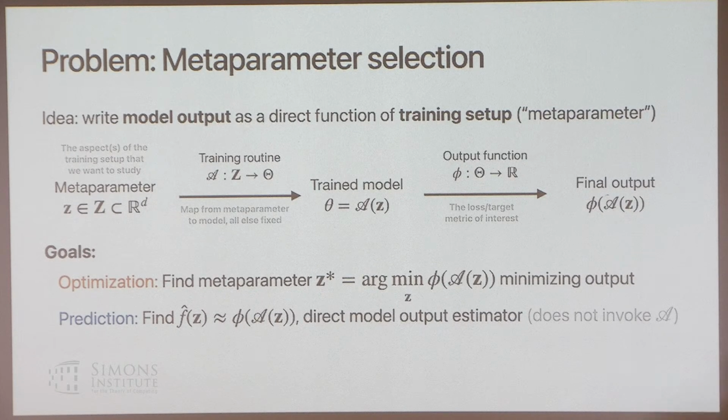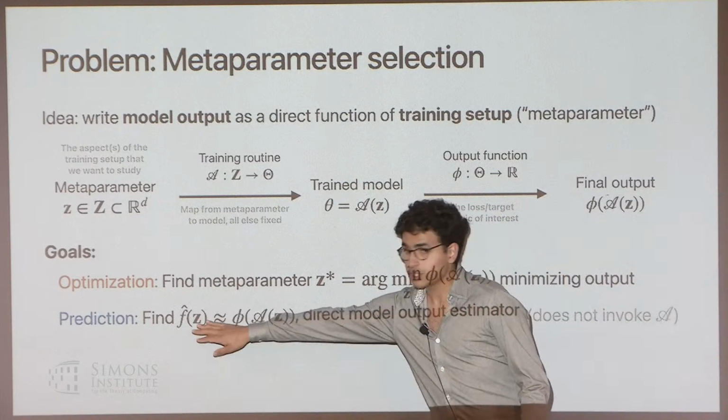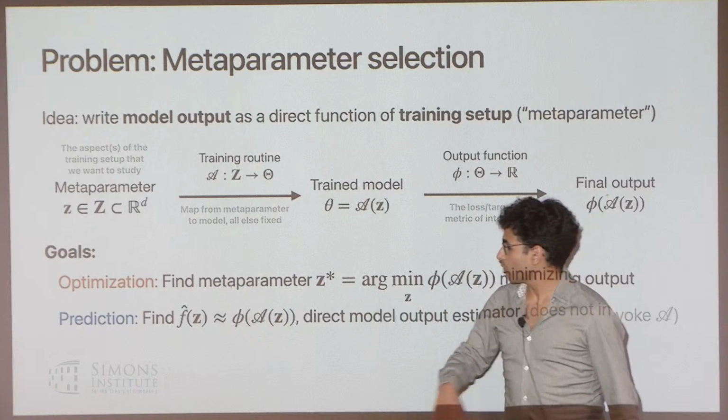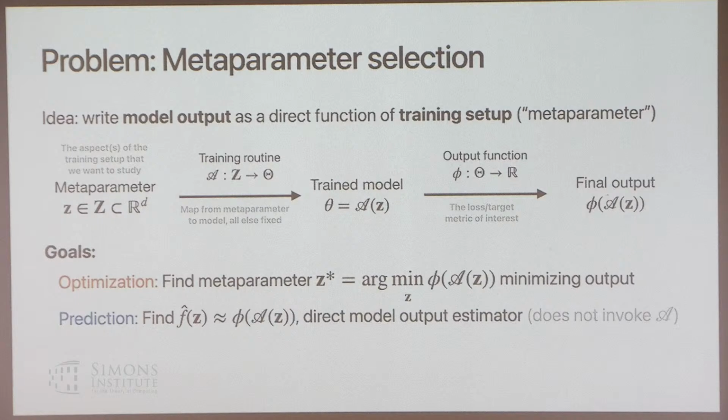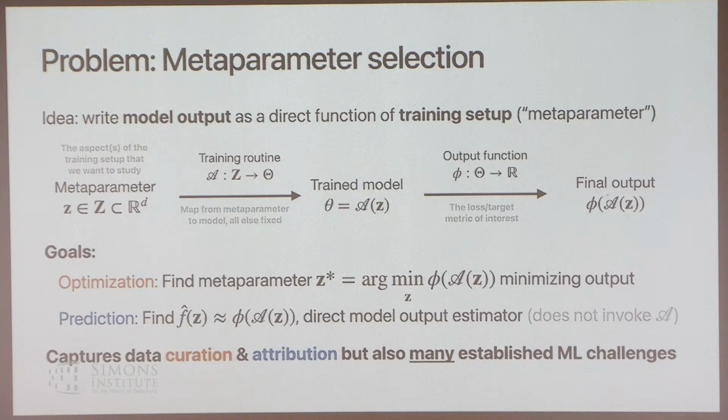In the case of data attribution, z here is which examples do I delete from my training data? And what I'm after is a predictor of, if you remove these examples from your training data, then this would be the model's prediction on this example. The goal here is to capture not just data attribution and selection, but also broadly a bunch of optimization and prediction challenges in machine learning. If you remember one slide, or if there's one slide that's important for the rest of the talk, it's probably this one. So if there's anything not clear, now would be a fantastic time to ask.